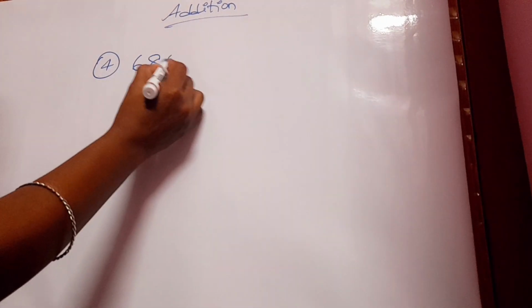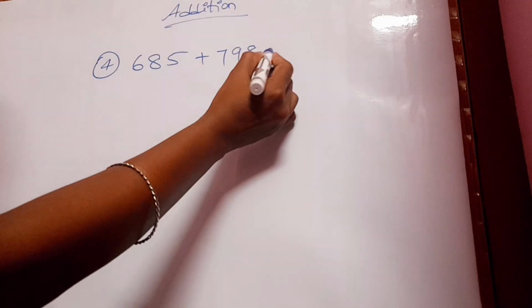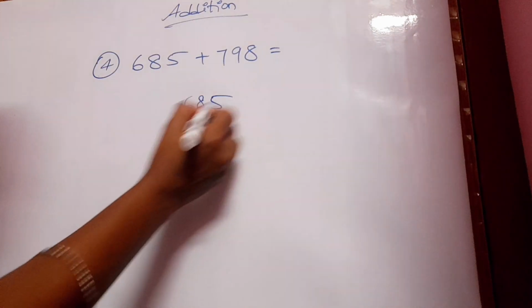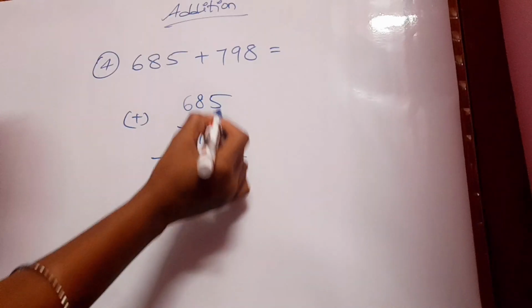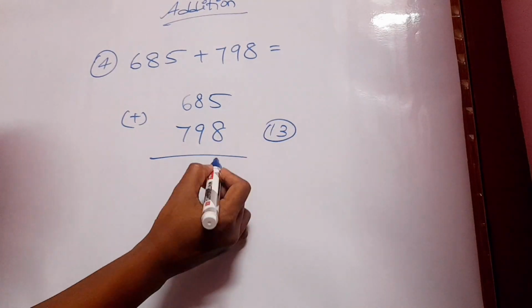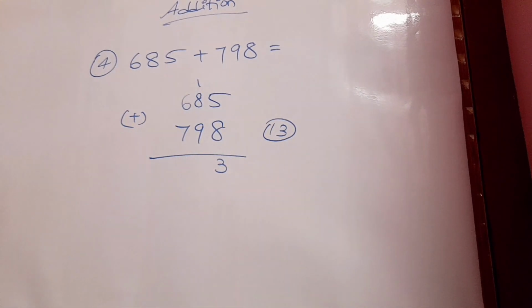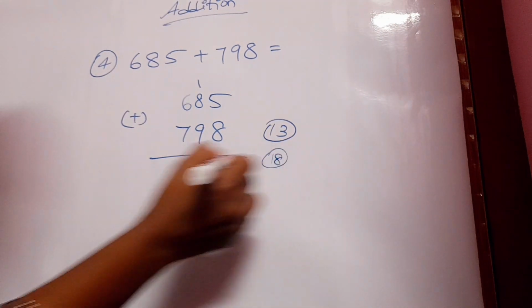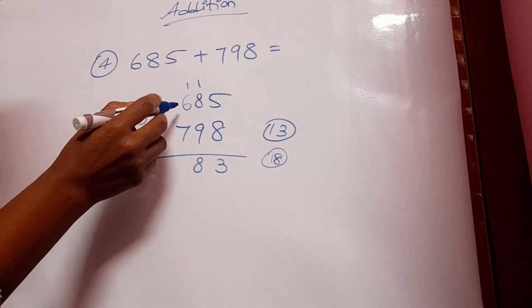Fourth sum. 685 plus 798. Write 685, 798. 5 plus 8, 13. Write 3 here and 1 will be next row. 8 plus 9, 17. 17 plus 1, 18. 8, write it down and 1 will be next row.